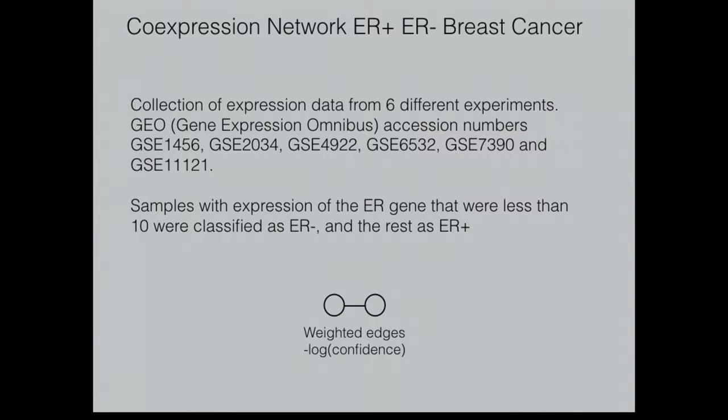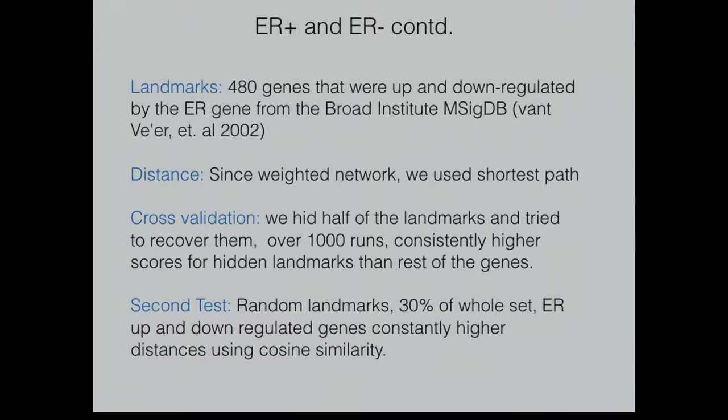Rather than cutting off that network, we let everyone vote on their edge. We took the probability or confidence of that edge and gave it a weight. We take the negative log to, in some sense, translate it to a distance. The landmarks we used were upregulated and downregulated. This was just from the Broad. And then since this distance is a weighted network, we used shortest path. So we looked at shortest paths across this.